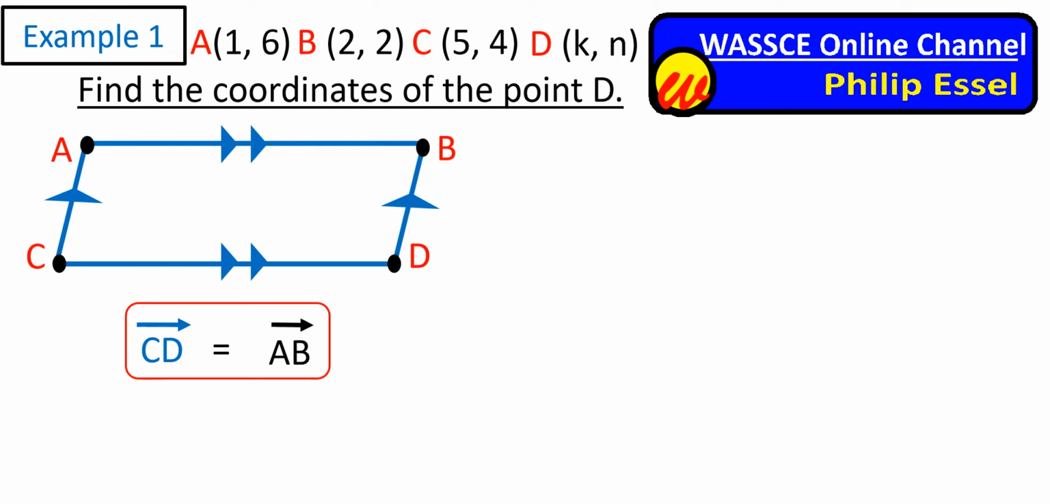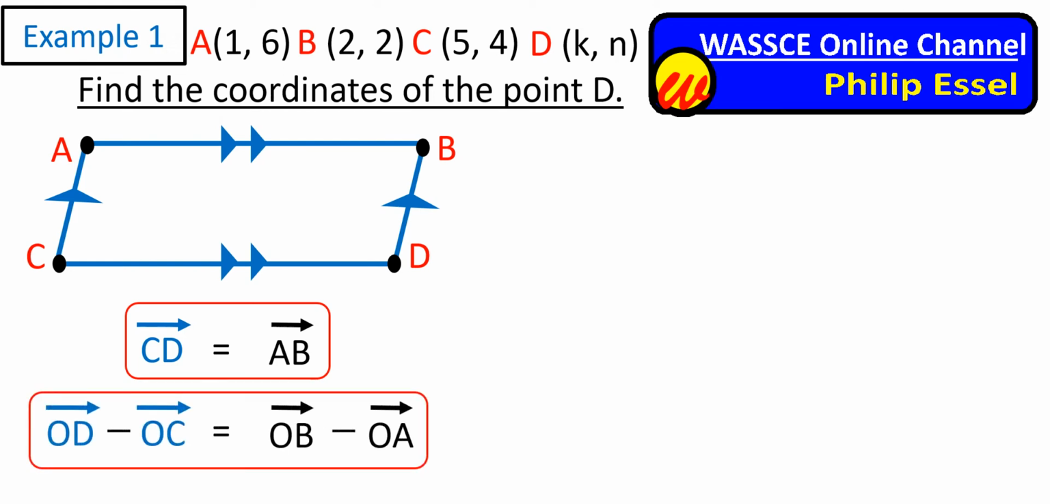Next, let's write this vector equation in its expanded form. In its expanded form, the vector CD will be equal to OD minus OC. Then we would write our equal sign. The vector AB will now be OB minus OA. Very simple, isn't it?